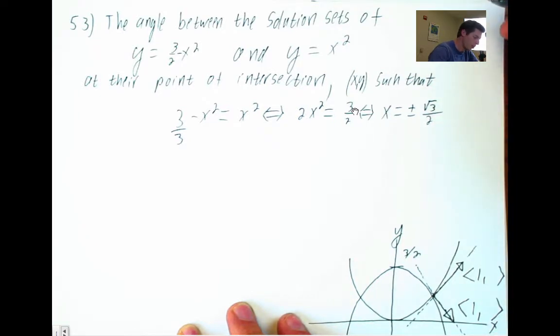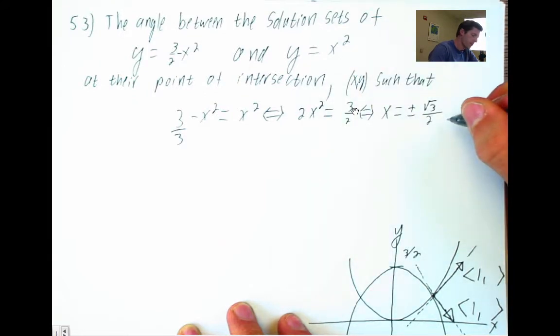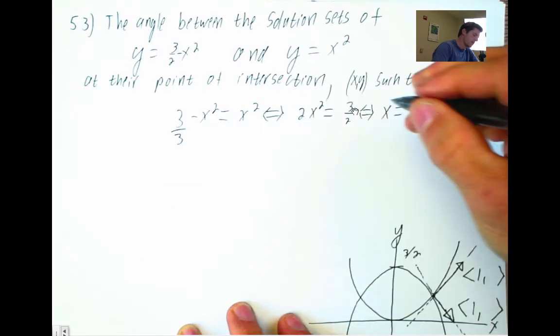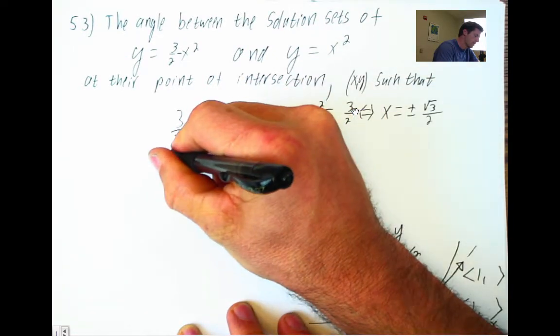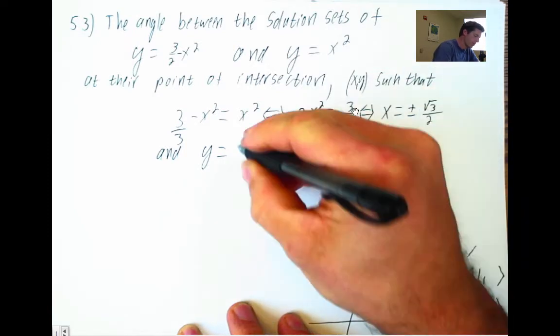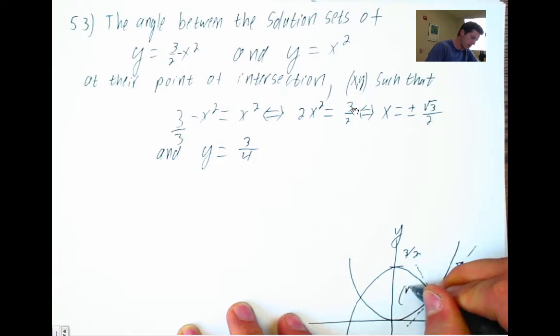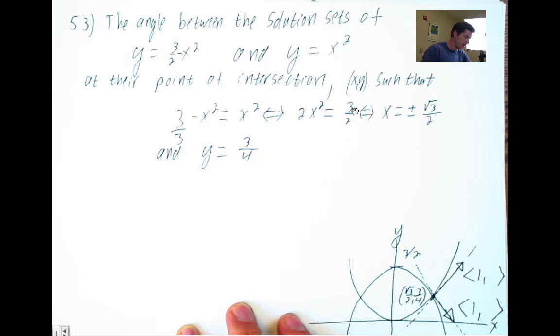And that means that y needs to be equal to x squared, which is simply 3/4. So now I know where that point is. That is where x is square root of 3 over 2 and y is 3/4. Good. But that doesn't tell me the value of the derivative.